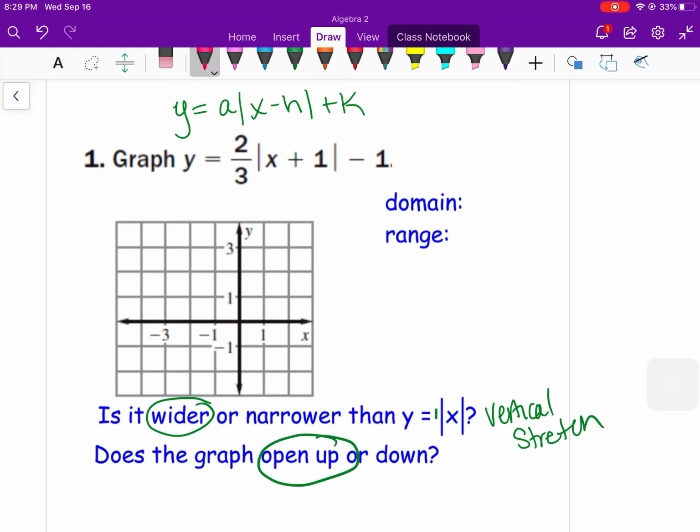The vertex is the h, k part. Remember that the one inside the parentheses comes out as opposite, and the k stays the same. So you start at -1, -1. And then 2/3, so from that point up to the right 3, because it opens up, and then you can go up to the left 3 to make the other point.